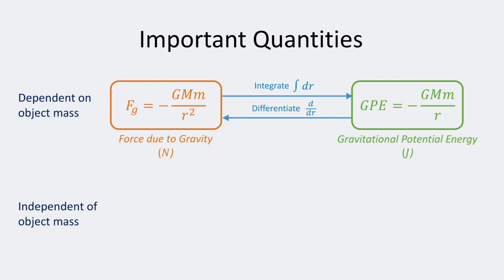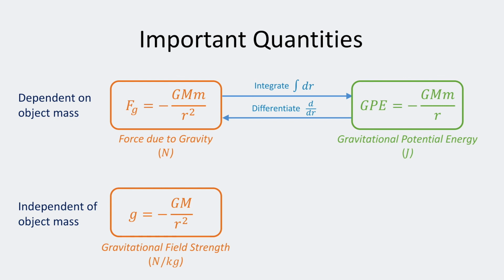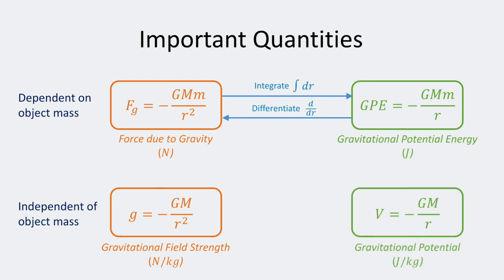Now, properties that are independent of object mass. We have gravitational field strength given in newtons per kilogram, which is the same units as acceleration. And on the energy side, we have what's called gravitational potential, given in joules per kilogram. Notice how in both of these properties, the object mass is not present. In much the same way as above, we can get in between these two by integrating and differentiating.